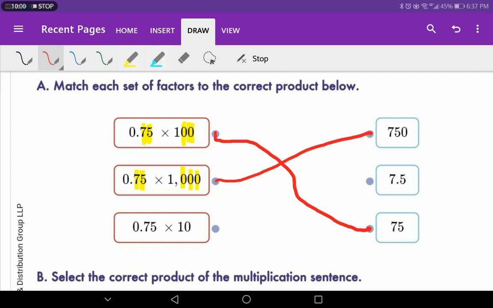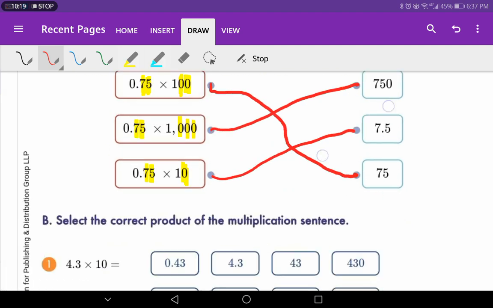Great. I have two digits after the decimal, and I have one zero in the 10, so the answer will be 7.5. You see, I do it mentally. Okay, my dear student, I hope you get the point.